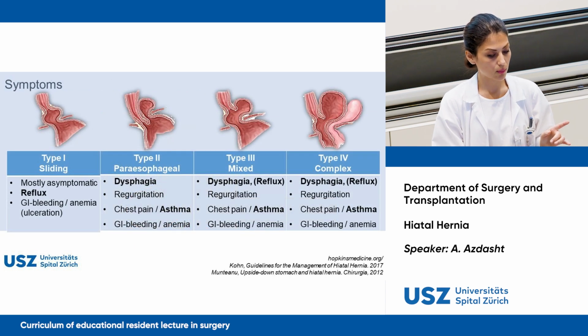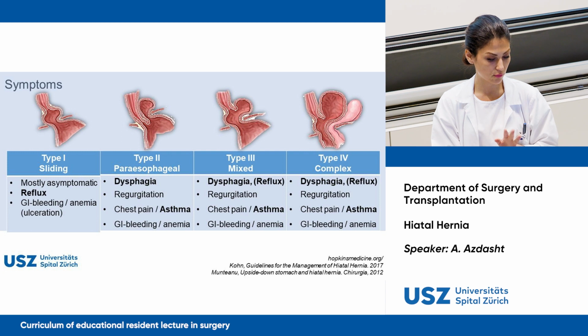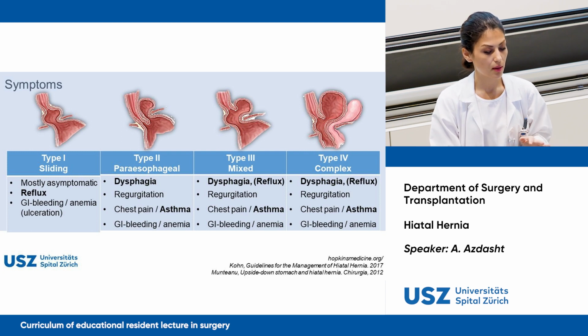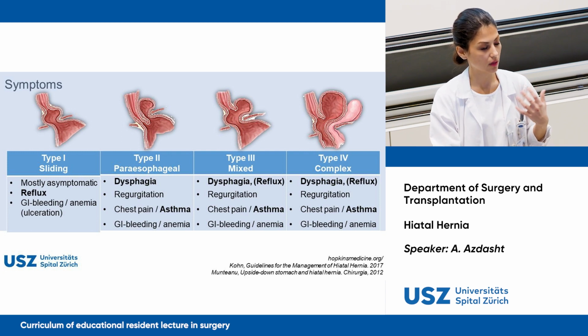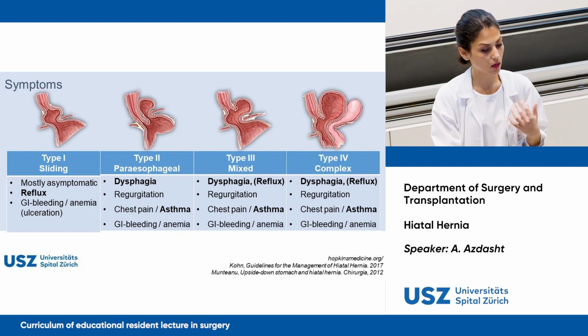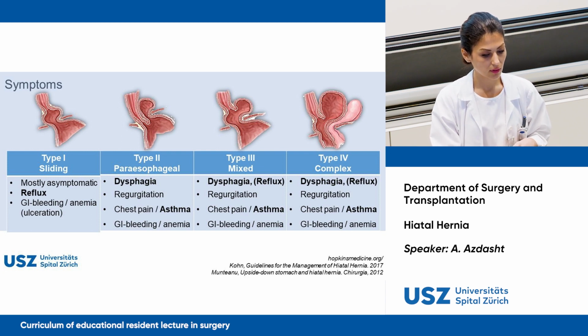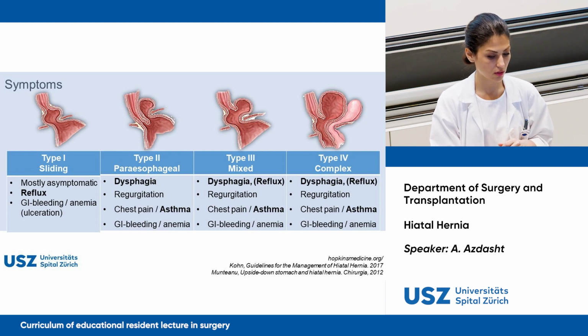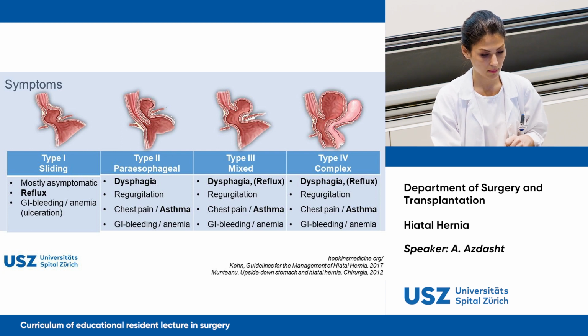In comparison to type 1, in type 2 to type 4 hiatal hernias, patients actually suffer from obstructive symptoms like dysphagia and regurgitation, and this can even lead to breathing problems such as asthma. In type 3 and type 4, we can also have reflux symptoms.